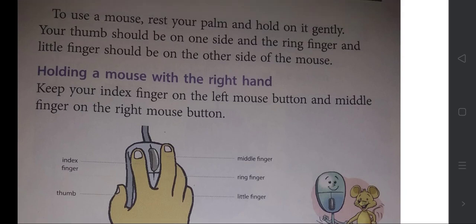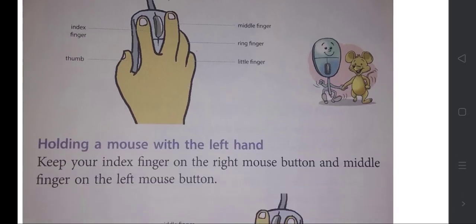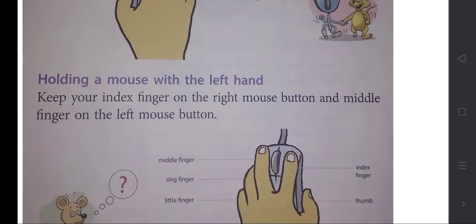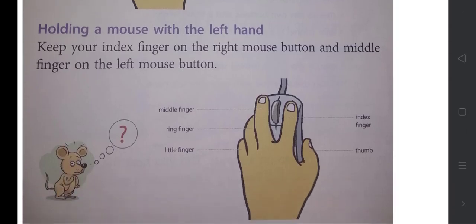Holding a mouse with the right hand: keep your index finger on the left mouse button and middle finger on the right mouse button, like the picture shows. Holding a mouse with the left hand: if you are using the left hand, keep your index finger on the right mouse button and middle finger on the left mouse button. This is how you should change and hold it.